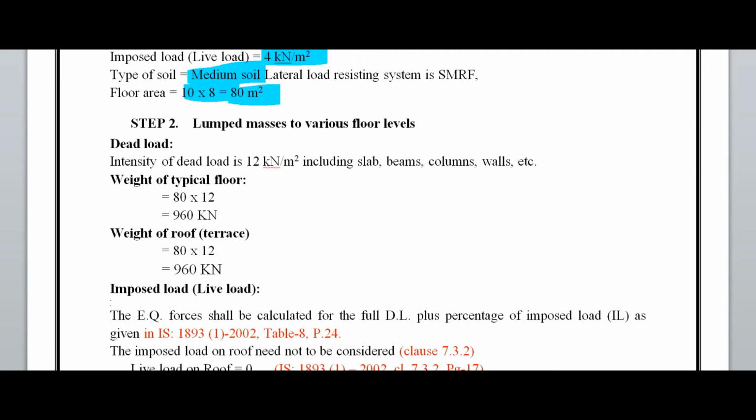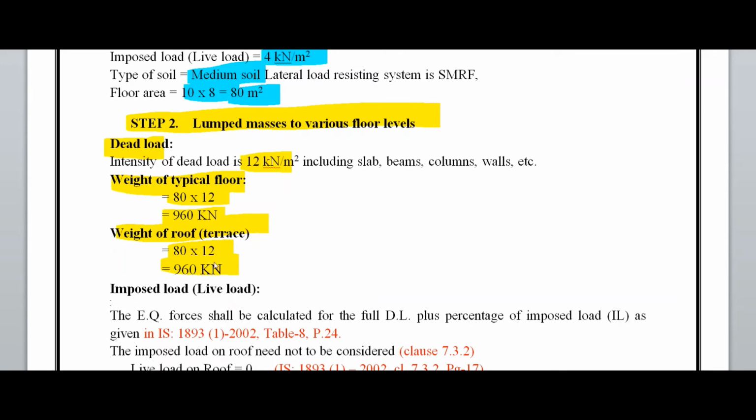Step 2 is lumped mass at various floor levels. So for lumped mass we have to calculate dead load. So intensity of dead load is 12 kN/m². This is given. So weight of typical floor is area into load, so 2160 kN, and weight of roof terrace, area into load, is 2160 kN.